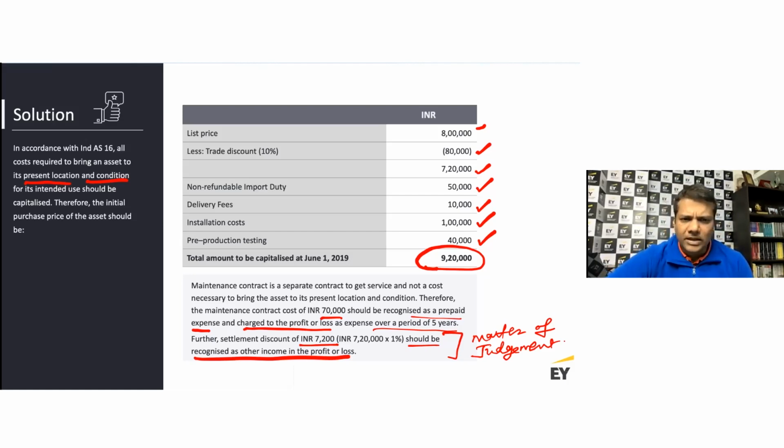So important, very simple. There's no complexity in it. You've got to remember, apply your logic as to what should be the cost of acquisition, which is what cost you incur to bring the plant to its present condition and location. Cost which is not necessary, like maintenance, is not related to the cost of acquisition but to the subsequent operation of the plant. That is not related to the capitalization. That's a subsequent cost.